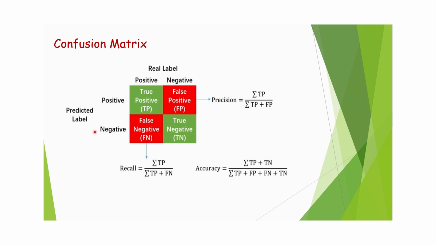Confusion matrix. Apart from sensitivity and specificity, we also have recall and precision, which can be found from this confusion matrix. So recall equals total number of true positives divided by total number of TP plus FN, and precision equals total number of true positives divided by total number of TP plus FP.